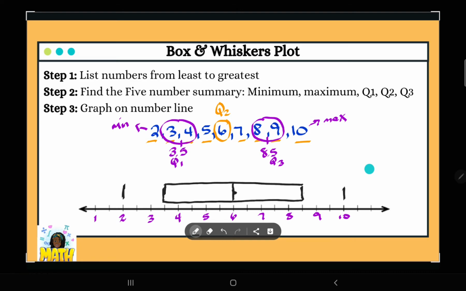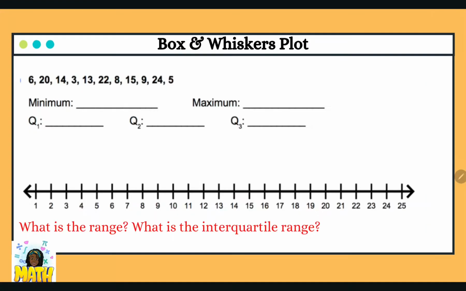And then for my whiskers, I'm going to use them to connect my maximum and my minimum. So here I have my minimum, my Q1, Q2, Q3, and my maximum. And again, there's 25% of the data represented in each of these sections. All right, let's go ahead and try one more example.